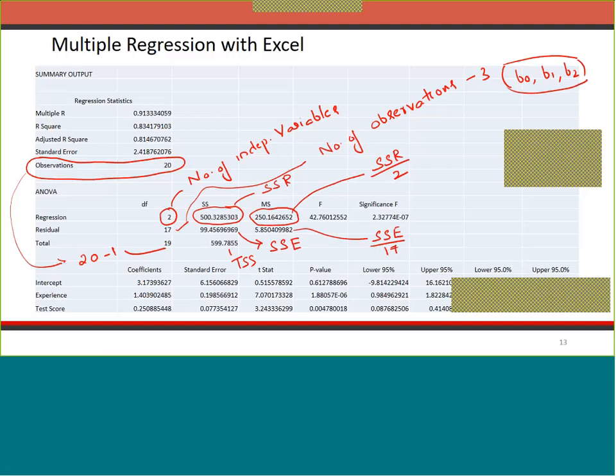So this F and T will come again in a while. So have you understood the table at least for the initial part? So you have total number of observations 20. We have degrees of freedom for each label: regression, residual, that is error, and total. You have sum of squares for all 3: regression, error, and total. You have mean sum of squares for 2: regression and error. That's it.